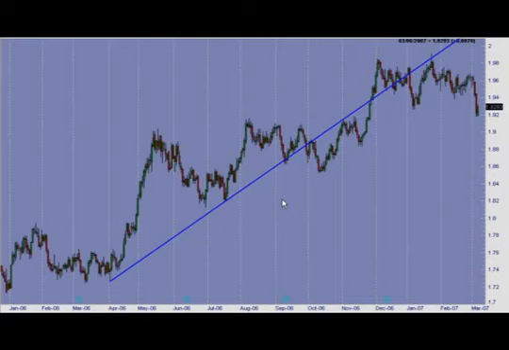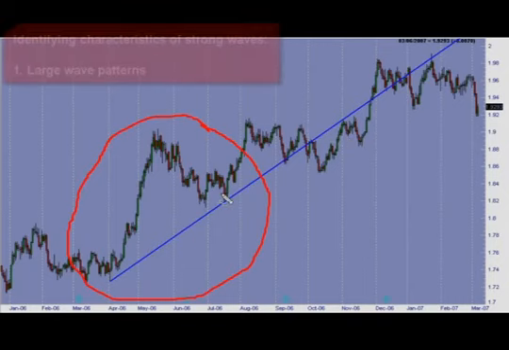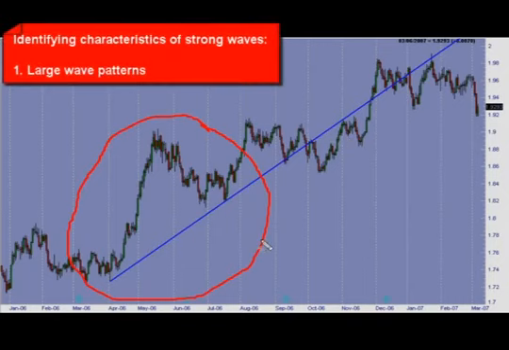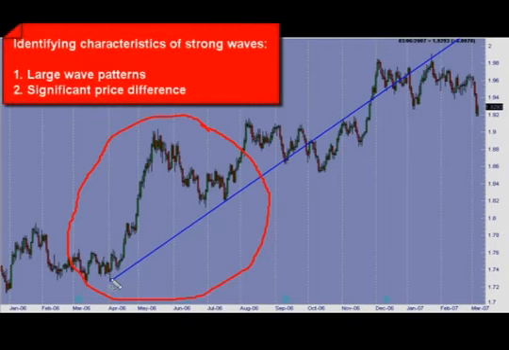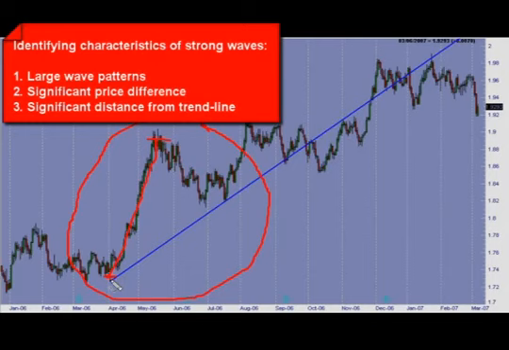What are those characteristics we look for? Well, to summarize what we've already discussed in our prior pattern, there are three characteristics in particular we're looking for. One case has to do with the size of the pattern, as we see with this one. But a second has to do with a price change. Look how dramatic this price moves from this low to this high. And a third had to do with how far it drew away from the trend line, as we see here.